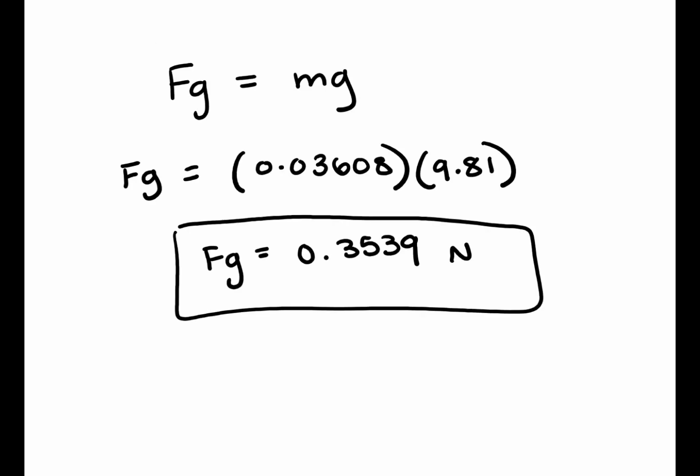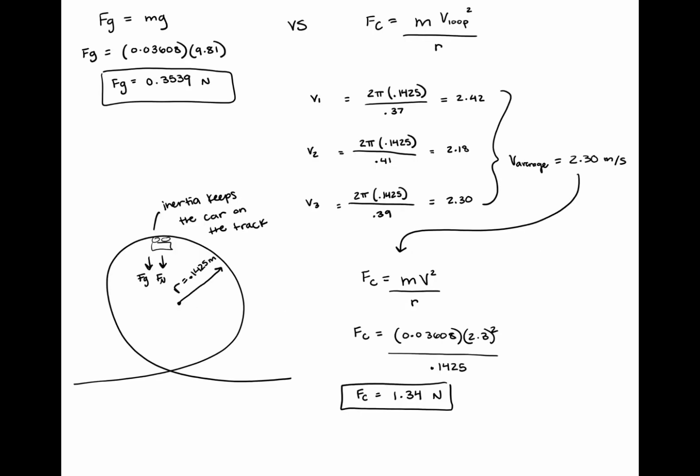Now let's focus on the forces within the loop. The gravitational force is calculated using Fg equals m times g. In our case, that's 0.03608 times 9.81, giving us a total force of gravity of 0.3539 newtons.